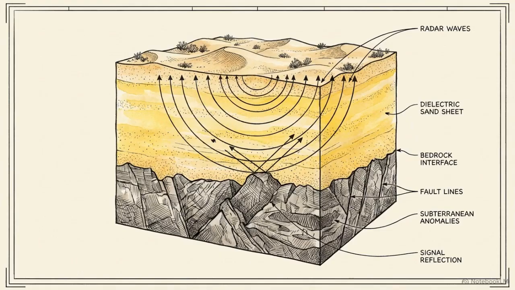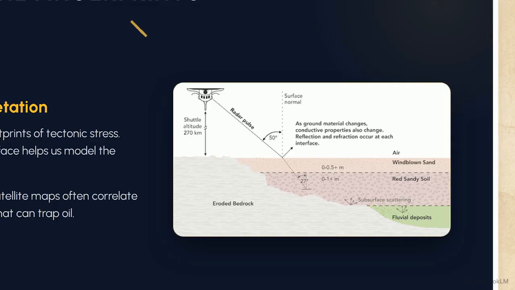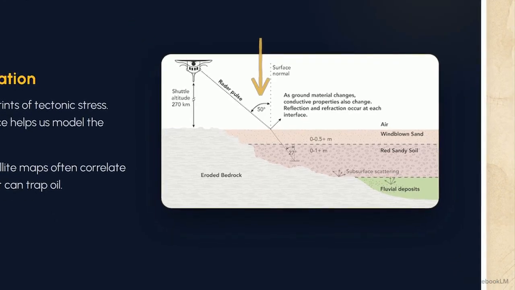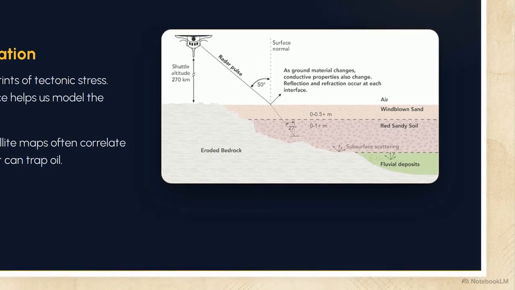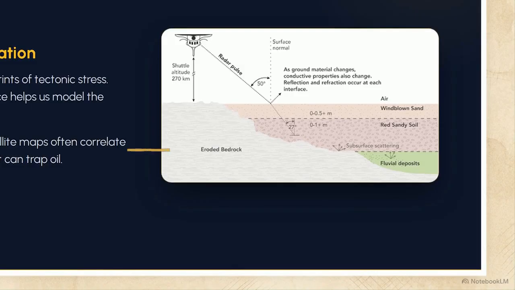The solution is synthetic aperture radar, or SAR. This specialized remote sensing technology is capable of physically penetrating dry, dielectric sand. This diagram illustrates the physics. A radar pulse travels from the satellite, hitting the surface at a 50-degree angle, passing straight through the wind-blown sand. Underground, the signal interacts with the hidden environment, reflecting off the eroded bedrock interface and fluvial deposits before bouncing back.